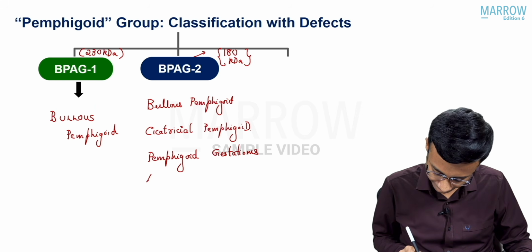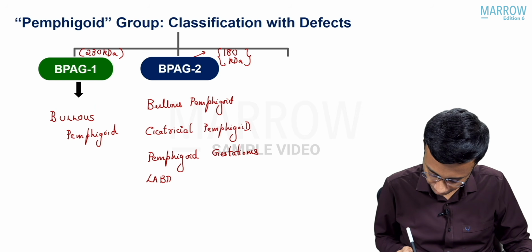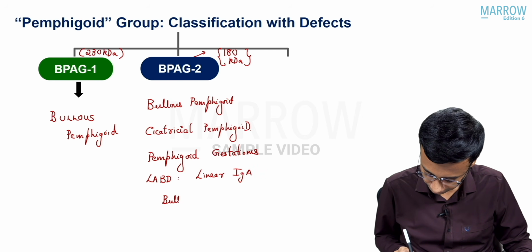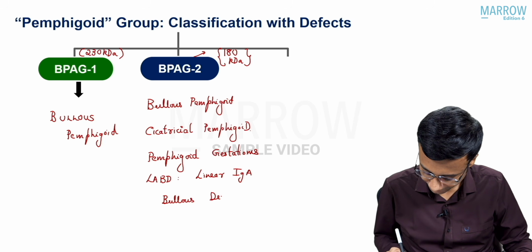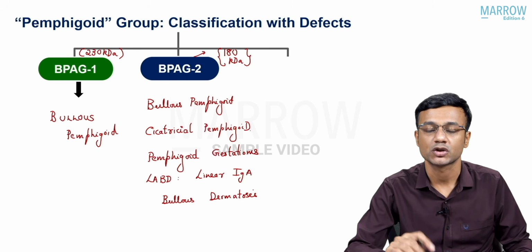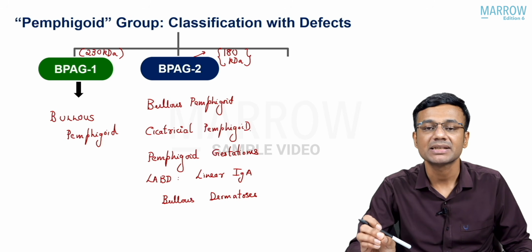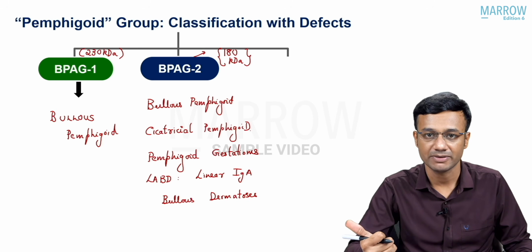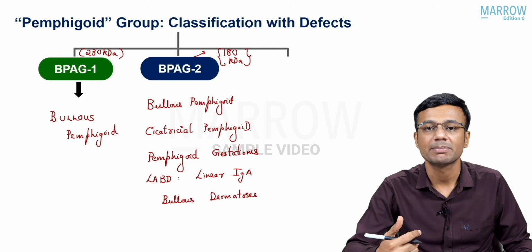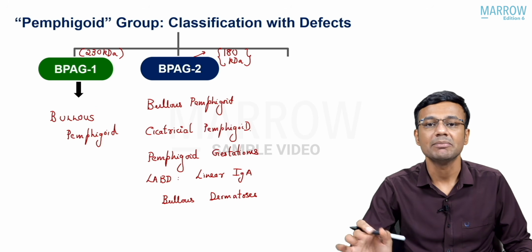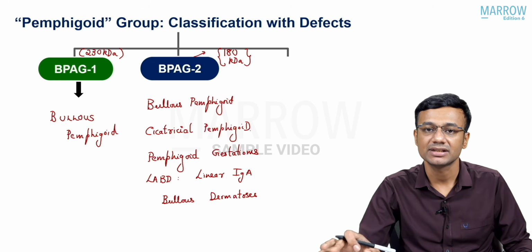And number 4, LABD, which stands for linear IgA bullous dermatosis. So once again, to recapitulate, please remember the 4 important disorders where BPAG2 is the target antigen. Number 1 is bullous pemphigoid. Number 2 is cicatricial pemphigoid. Number 3 is pemphigoid gestationis. And number 4 is LABD, linear IgA bullous dermatosis.